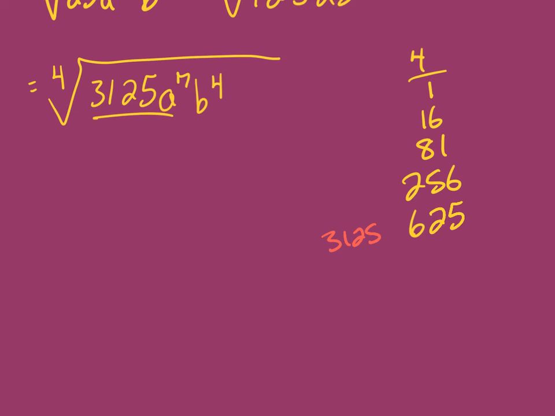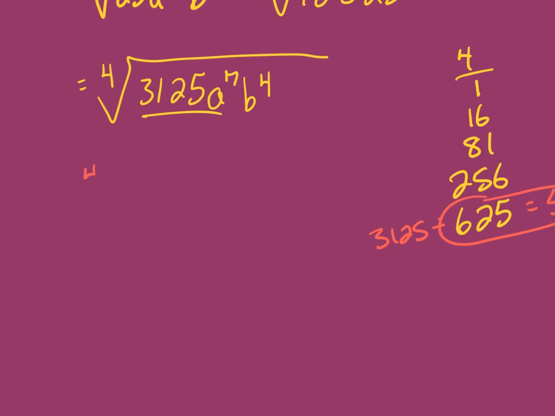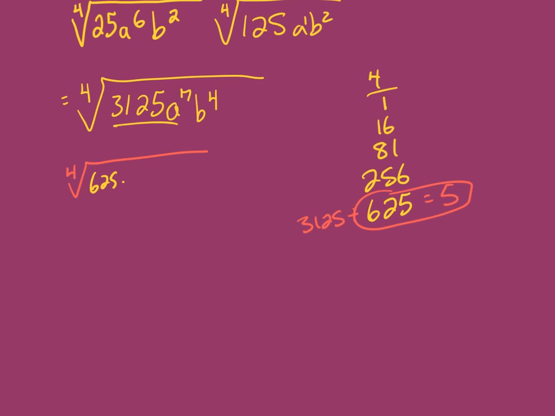Let's see, 3125 divided by 625. That comes out to a nice 5. So we can rewrite this as the 4th root of 625 times 5. And then if you've got your variables there, x to the 4th, x to the 8th, x to the 12th. B to the 4th would work since it's got the same exponent. A to the 7th, though, is not on the list. The largest that we can fit in a to the 7th would be a to the 4th.